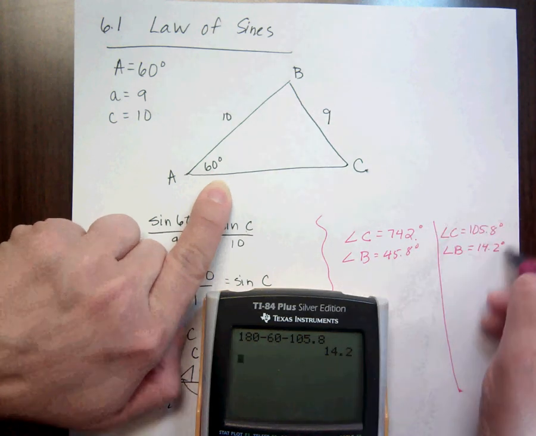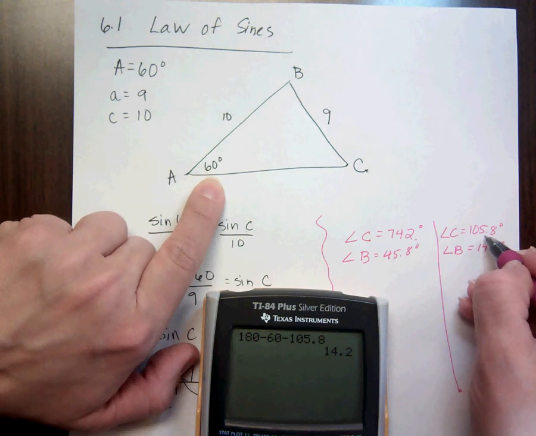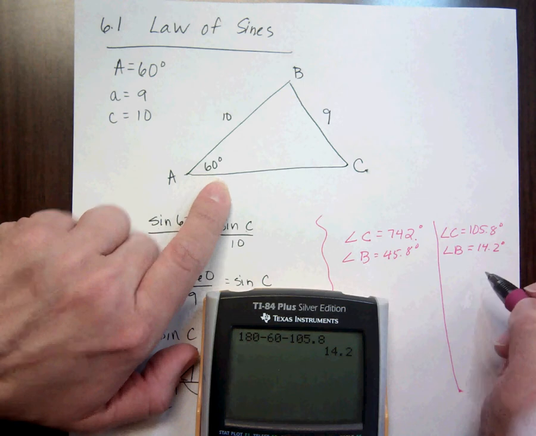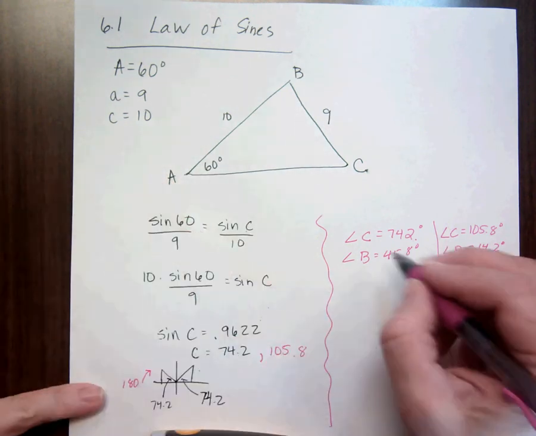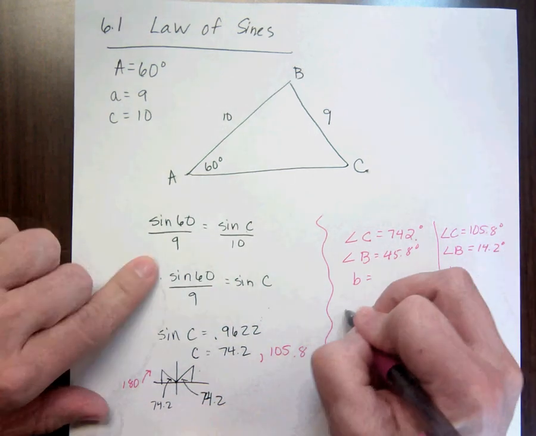Now, the time this doesn't work is if A and C together are greater than 180, because then there's nothing left for angle B, so then you wouldn't have to deal with that second triangle. At this point, you have all three angles. You still need to find side B. So you're going to do law of sines here.